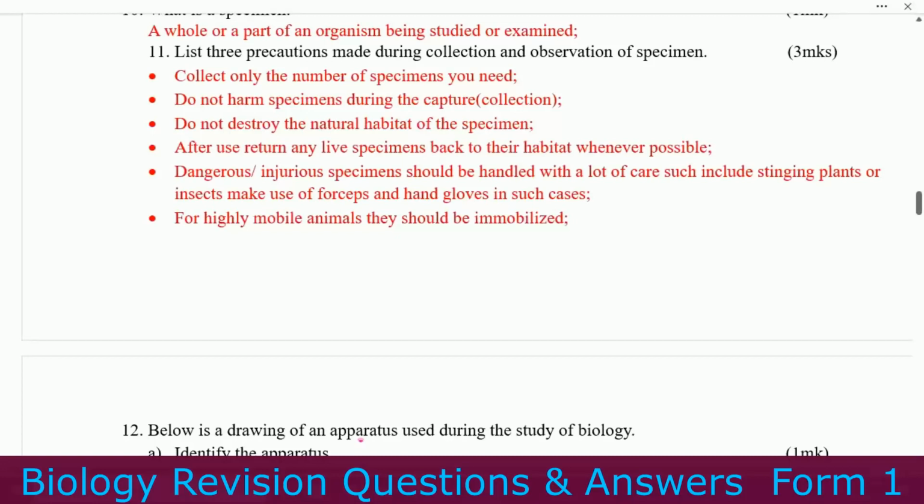Next, after use, return any live specimen back to the habitat whenever possible. Next, dangerous or injurious specimens should be handled with a lot of care. Such include stinging plants or insects. Make use of forceps and hand gloves in such cases. Next, highly mobile animals should be immobilized.